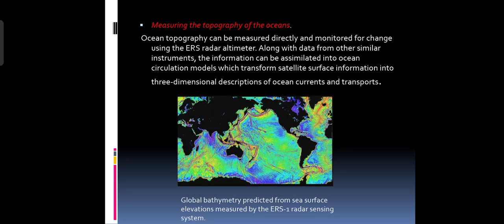Then, measuring topography of oceans. Ocean topography can be easily measured directly and monitored for change using a radar altimeter. Along with the data from other similar instruments, the information can be assimilated into ocean circulation models, which transform the satellite surface image information into a three-dimensional description of ocean currents and transportation. This is a global bathymetric prediction of the sea surface elevation measured by the ERS-1 radar sensing system.